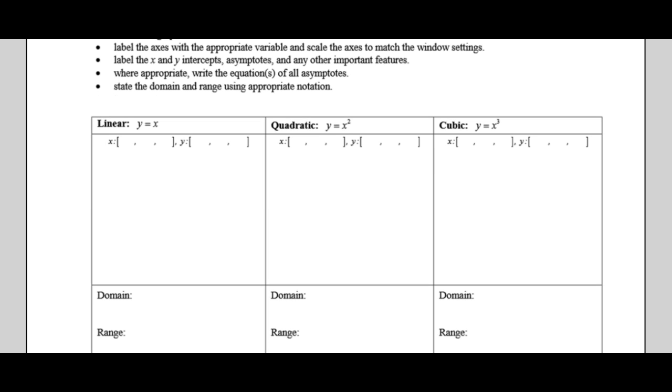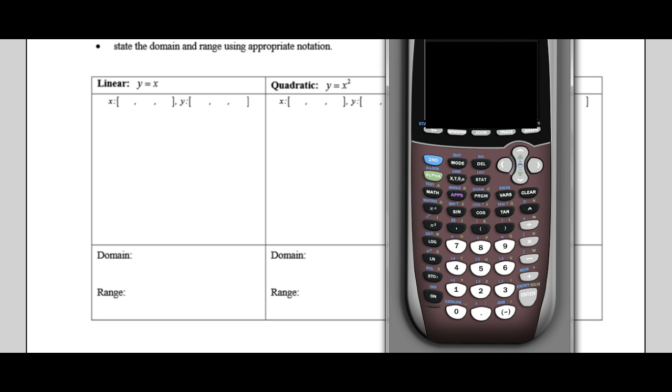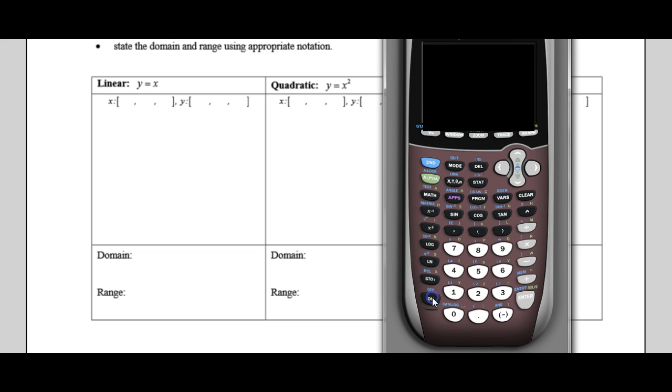Okay, so we're going to pull up a graphing calculator. I have the color one. That apparently doesn't work. Really? Okay. This is where we pause.